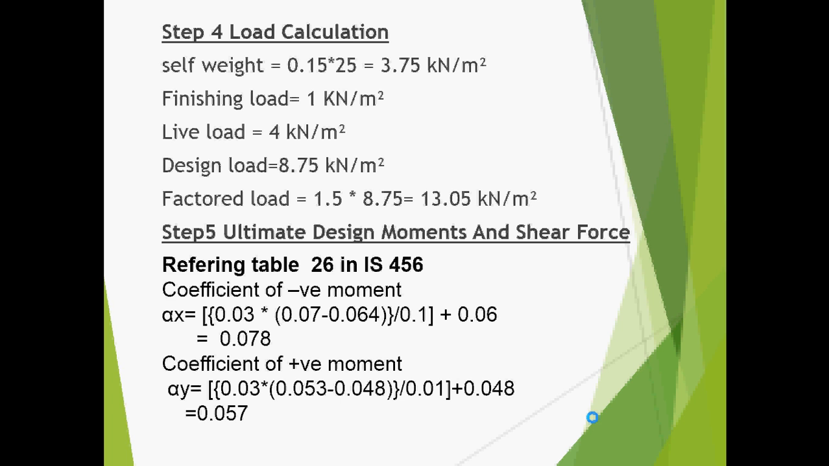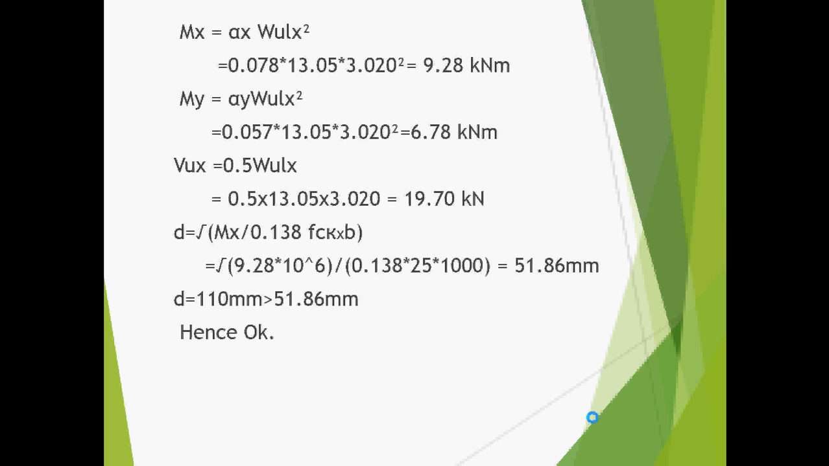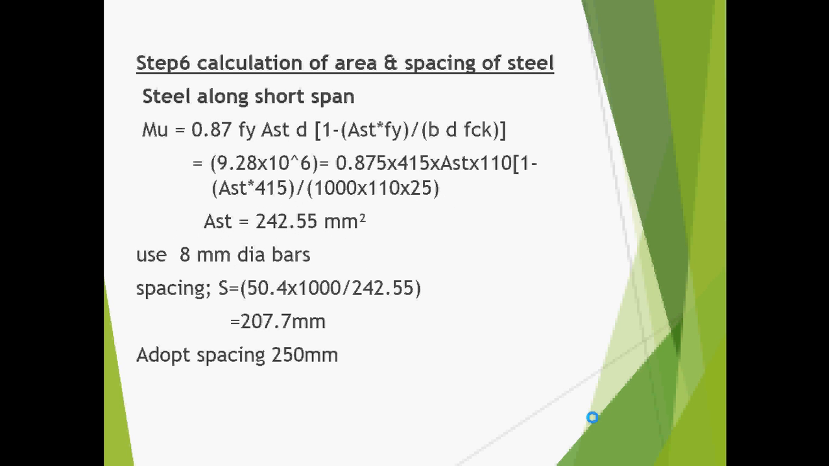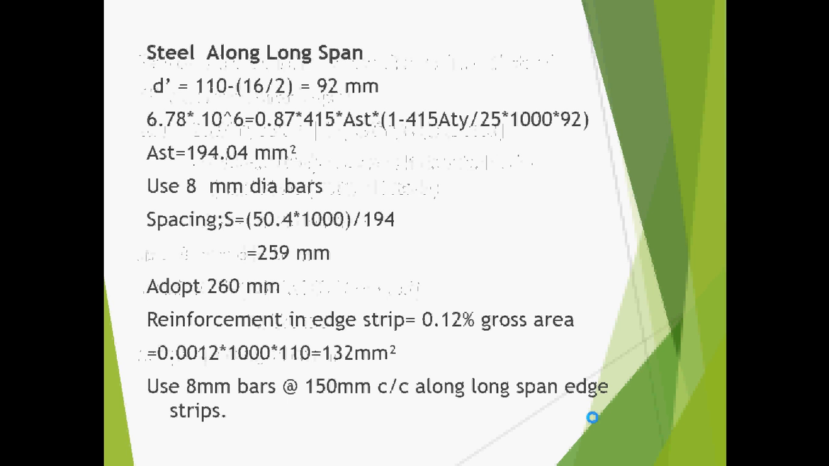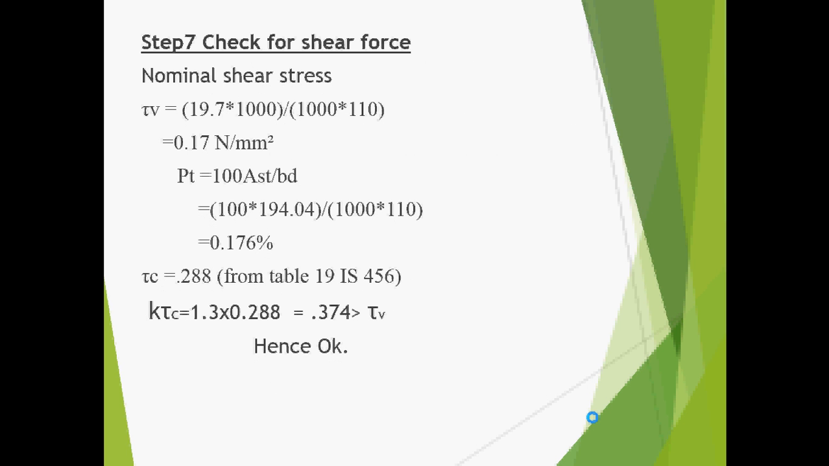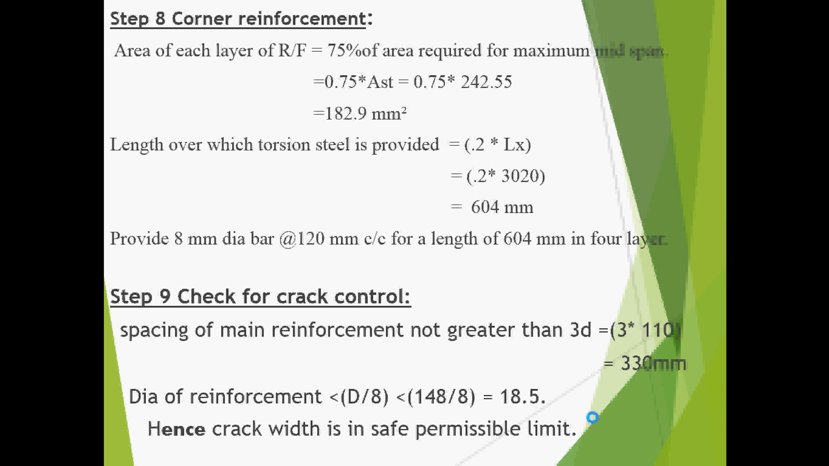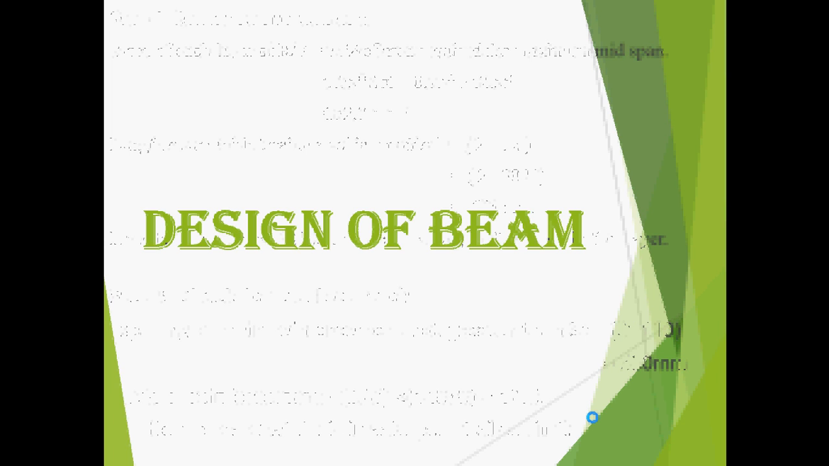Ultimate design moments and shear force were calculated. Now the area and spacing of the steel were calculated, and we provided a spacing of 50 mm. Now we checked it for the shear force and it came okay. Corner reinforcement was provided so that the corners do not uplift and crack, and crack control is done so that uneven distribution of load on the slab can be handled.